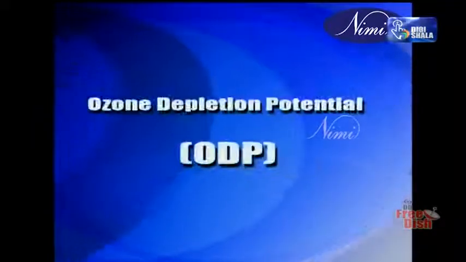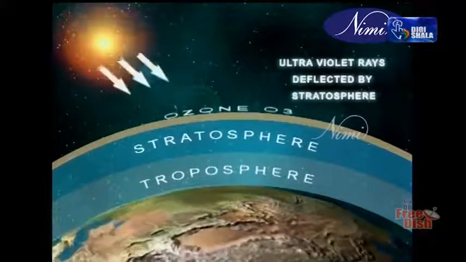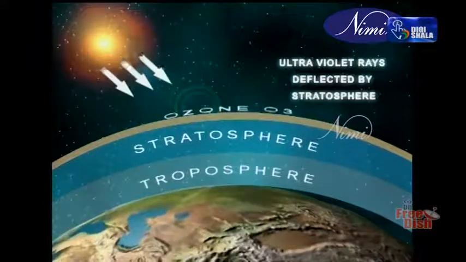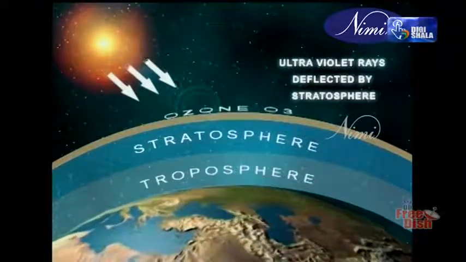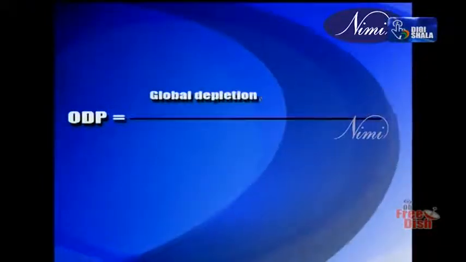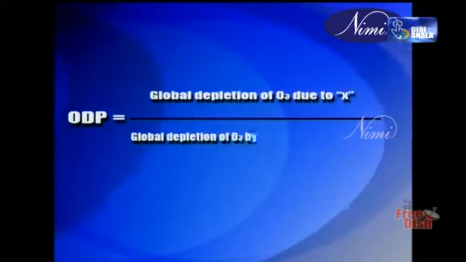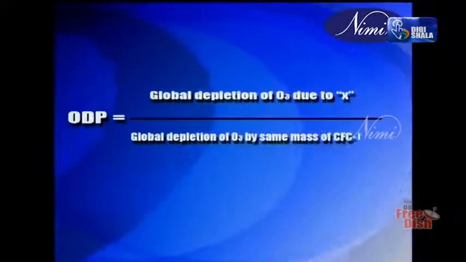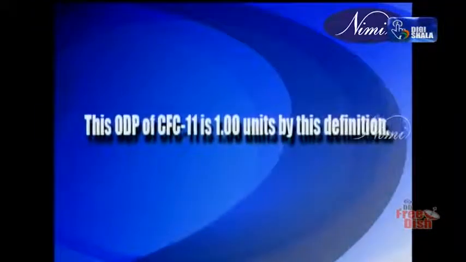Ozone depletion potential. Refrigerants like CFCs and HCFCs cannot be vented into the atmosphere as they have ozone depletion and global warming potential. ODP equals the global depletion of O3 due to X divided by the global depletion of O3 by the same mass of CFC-11. The ODP of CFC-11 is 1 unit by this definition.